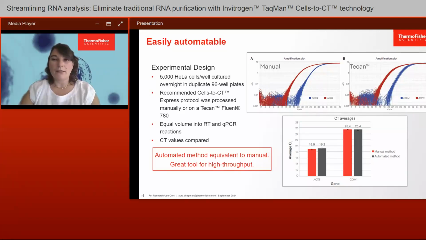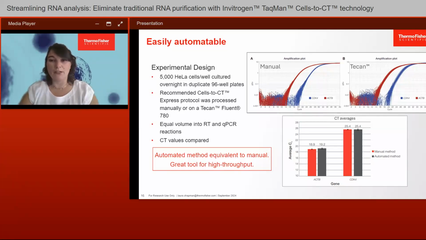And so on the graphs in the upper panel are the amplification plots shown for the manual versus using the Tecan. And so you can see that they're both really tight, and we can see a nice separation between the two different genes. We looked at CDK4 and beta-actin as the two genes of interest for these particular samples. And so the amplification plots look really nice for both manual and the Tecan. And then those CTs were averaged for both the manual and the Tecan automated version, and those are graphed in the graph below.